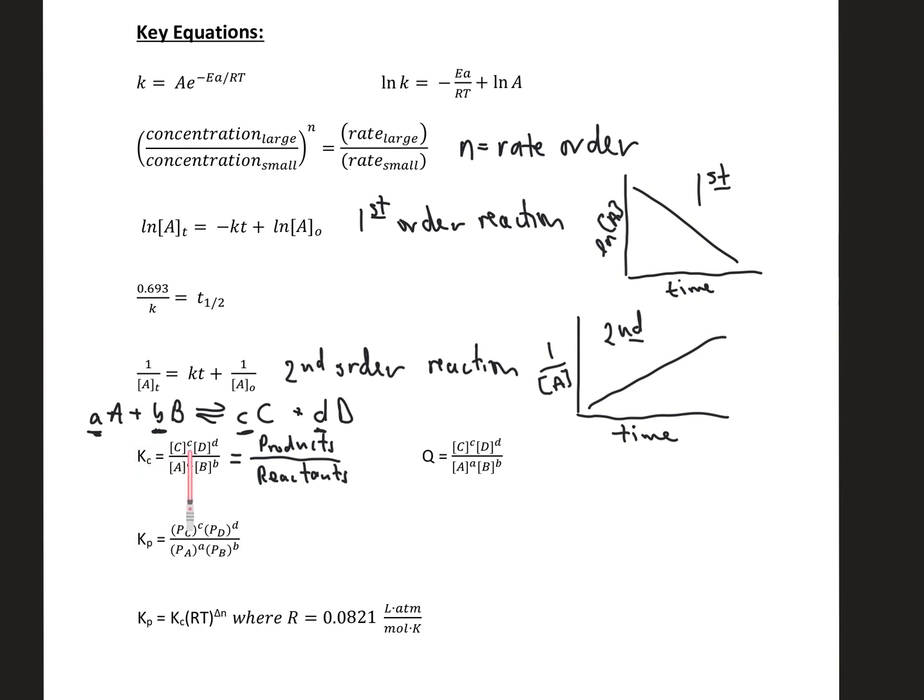So Kc is concentration based on molarity. We'll also see Kp, and that's just based on partial pressure. So Kc is molarity, Kp is partial pressure in atm. Same thing, products over reactants.